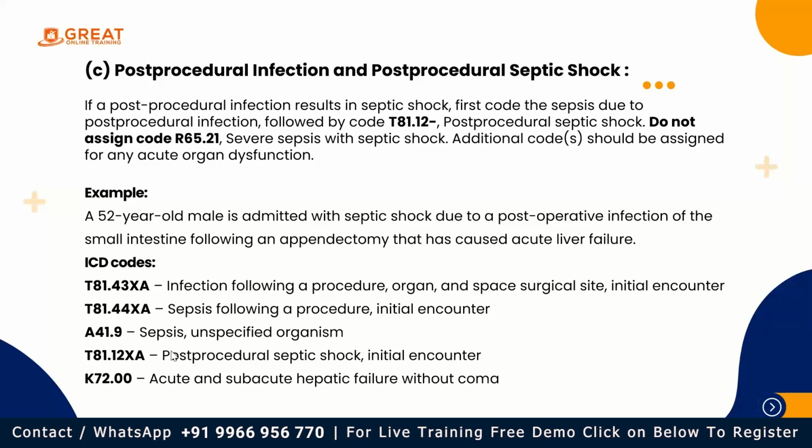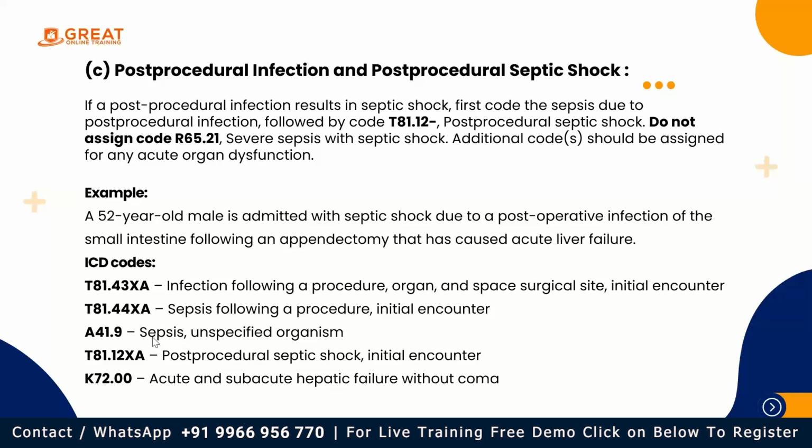So, whenever post-procedural septic shock is there, we have to use the T81.43 code for post-procedural infection as a principal diagnosis. Then the sepsis following procedure code, T81.44. Additionally, we have to use a code to specify the infectious organism. If the organism is known, you have to select your code accordingly for that particular organism.